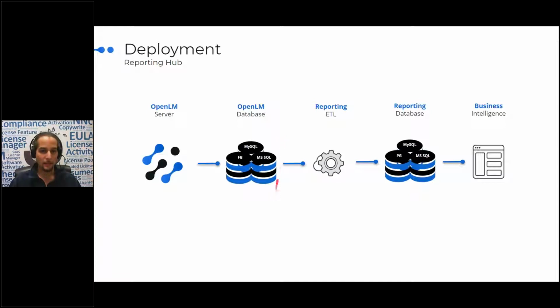So in order to allow users to get access to the data, bypassing the rigidness of the OpenLM database, we run an ETL engine. It's basically a data engine that grabs all the relevant information from this database, calculates it, aggregates it, does whatever it wants to it in order to get a reporting database at the other side.